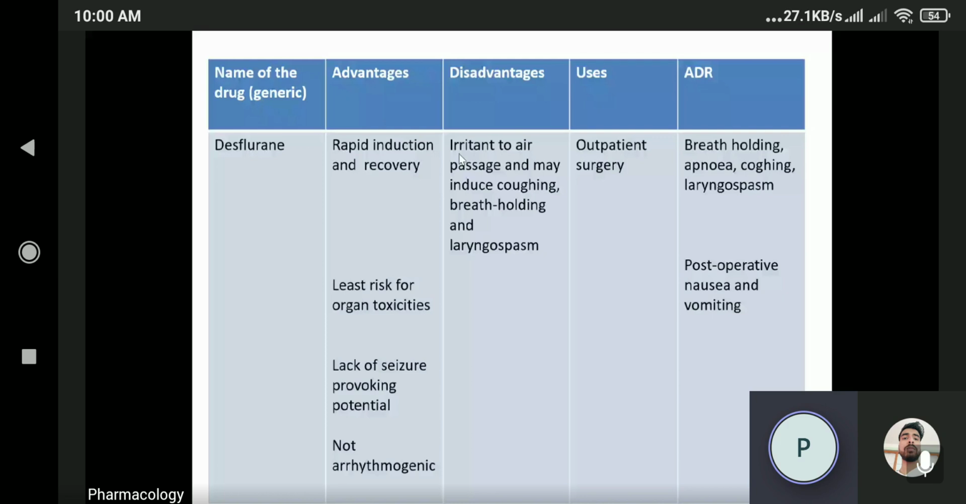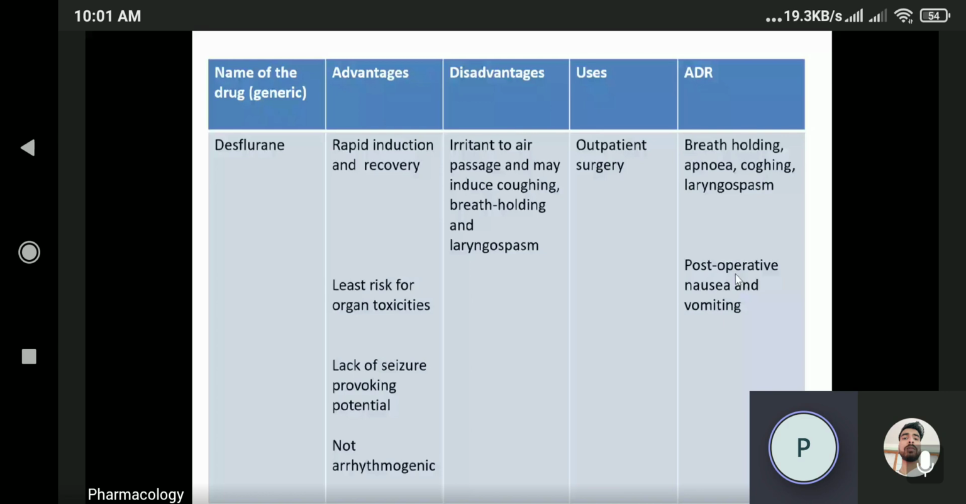where you can complete the surgeries in a lesser time, and the patient can recover on the same day. The ADRs include breath holding, apnea, coughing, and laryngeal spasm, and also they can cause post-operative nausea and vomiting. Because of this, you can use pre-anesthetic medication.